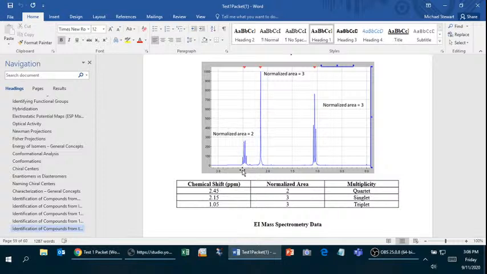So I have 3 peaks, a 2.45 that has 2 hydrogens, and these 2 hydrogens are a quartet, meaning that they see 3 hydrogens on adjacent carbon. We have a singlet with 3 hydrogens that don't see any hydrogens on adjacent carbons. And then our last one, our 1.05, is a triplet. So we have 3 hydrogens that see 2 hydrogens.